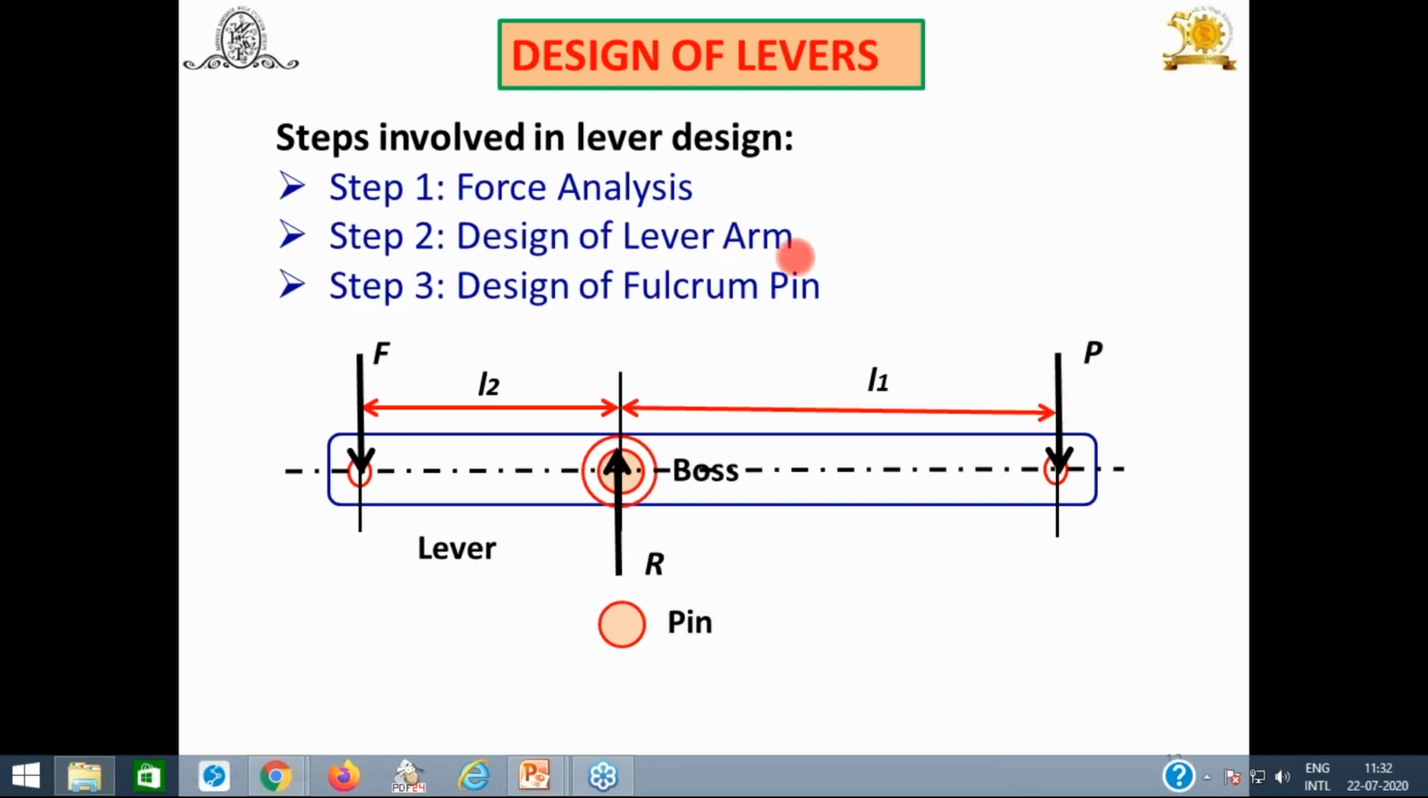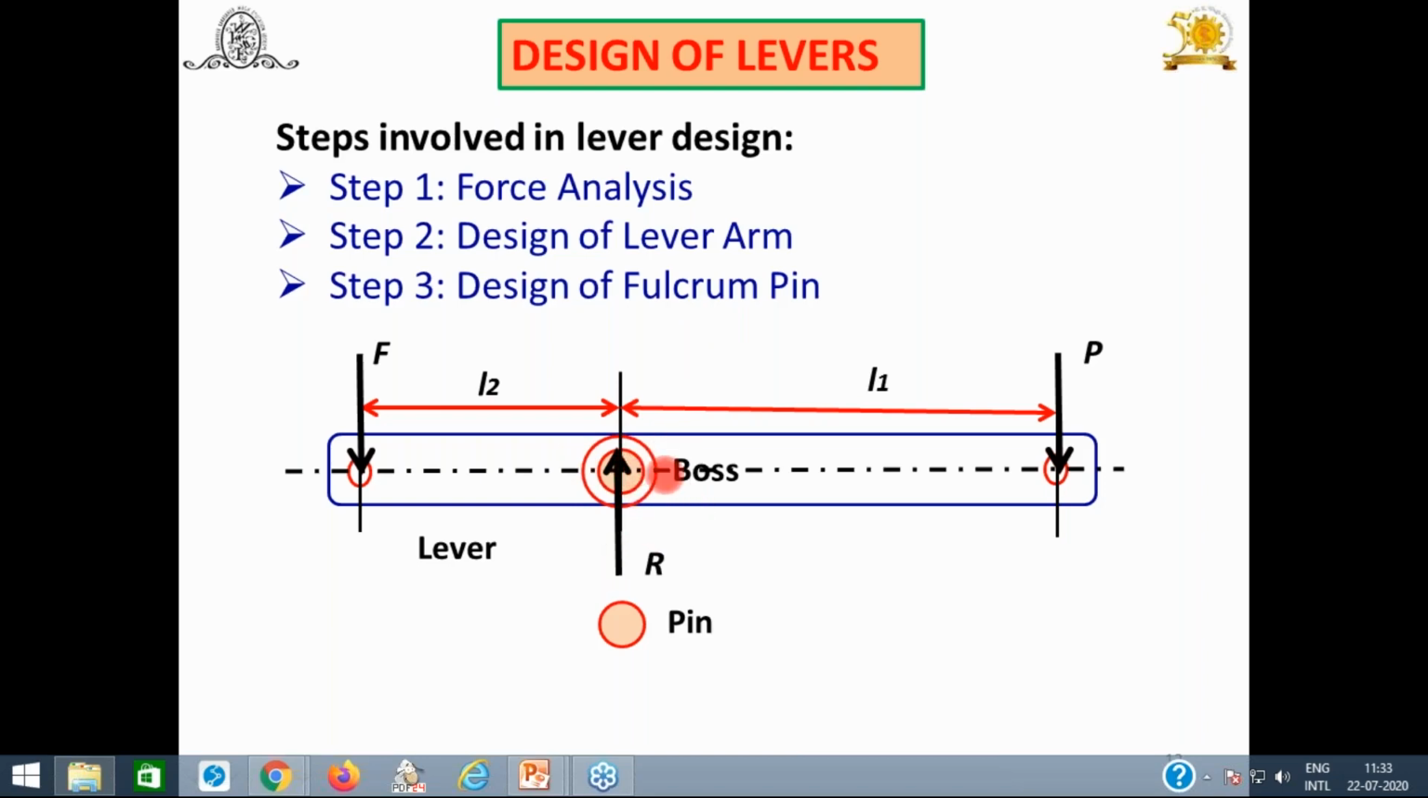Then the second one, the design of the lever arm. I have already explained, a lever is nothing but a rigid bar member having a rectangular cross section, maybe elliptical cross section, or maybe I section. Not more than this. These three sections are generally preferred. Try to understand. Then the third step is design of the fulcrum pin. Fulcrum pin means a pivot.